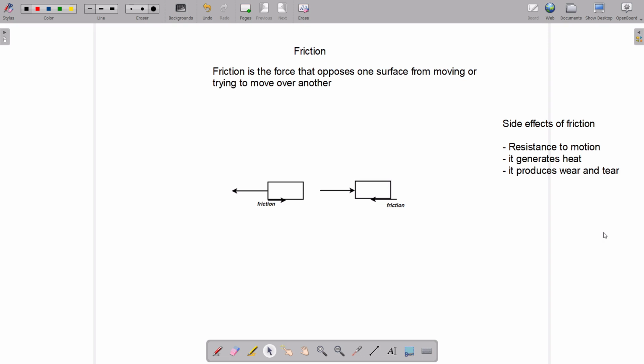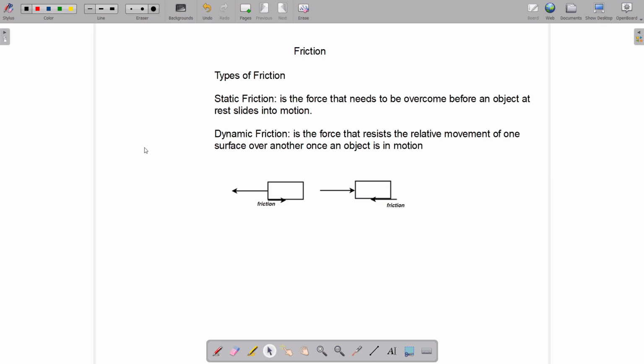Let us look at the types of friction now. The first one is static friction, which is the friction or the force that needs to be overcome before an object at rest slides into motion. When an object is at rest, there is friction between the object and the surface on which it is resting. That friction which resists the motion of the object is referred to as static friction. When the frictional force is equal to the force trying to cause the motion, the object will not move, it will still be at rest.